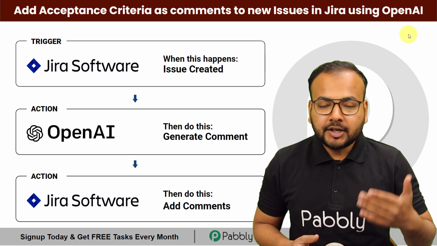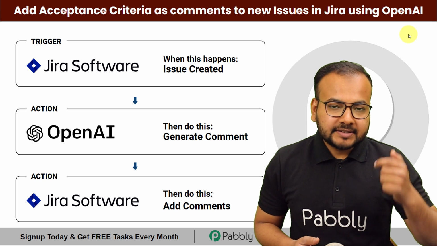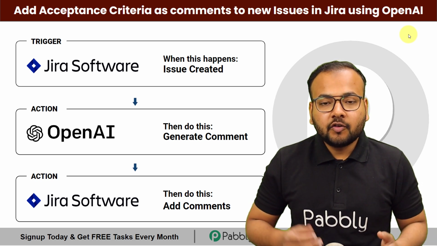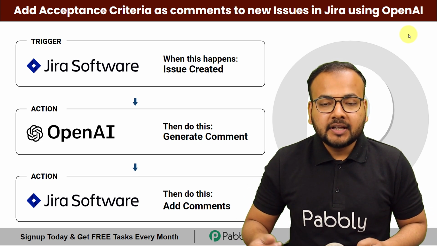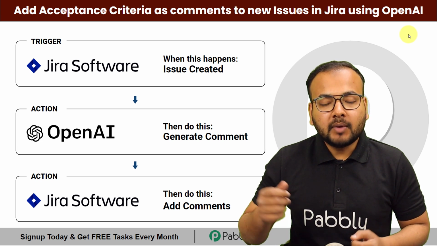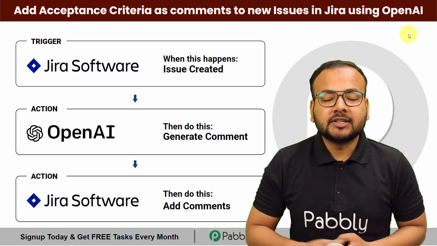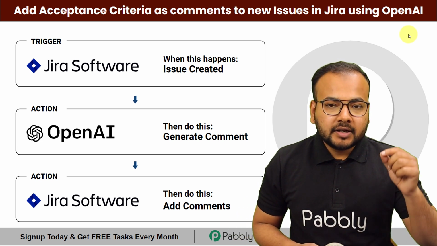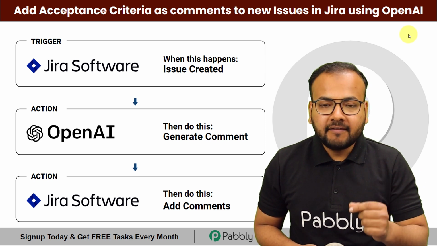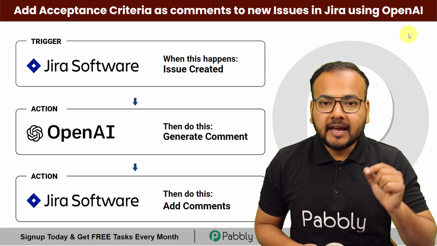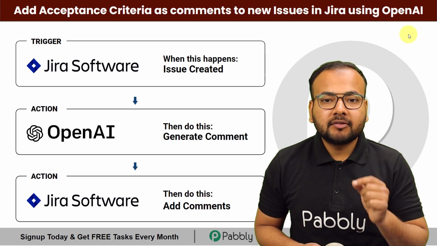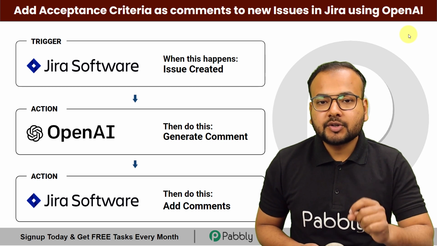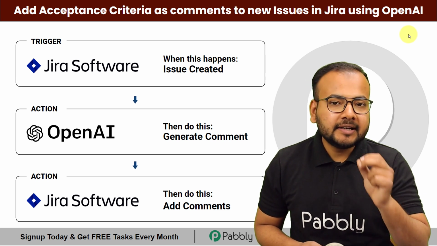For those who are new to this thing, acceptance criteria is a set of predefined requirements that must be met to mark any user story complete. So guys, it is important to have acceptance criteria added, and manually adding acceptance criteria to the issues and user stories can be really time taking and tedious.